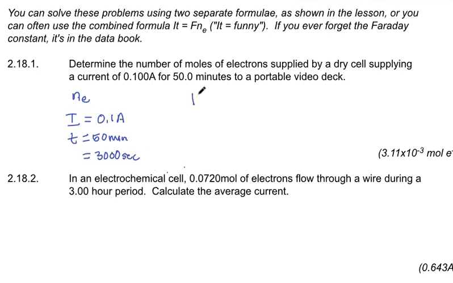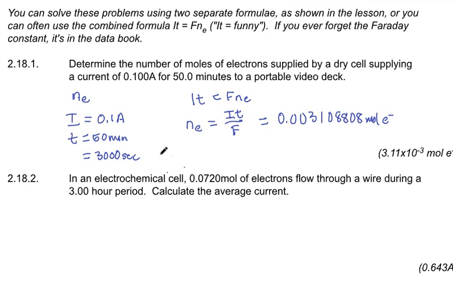So, if we start with our formula, IT equals Fne. We're trying to find Ne, so divide both sides by F. Number of moles of electrons equals how much current flowed times how long did it flow divided by the Faraday constant. So, in this question, it's going to be 0.1 amps times 3,000 seconds divided by the Faraday constant, 96,500. And from that, we get 0.003108808 moles of electrons.